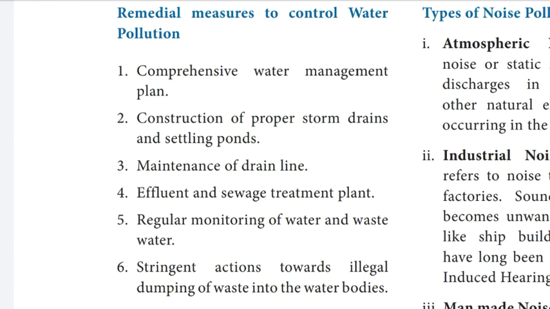First, comprehensive water management plan. Second, construction of proper storm drains and settling ponds. Third, maintenance of drain lines. Fourth, effluent and sewage treatment plant. Fifth, regular monitoring of water and wastewater. And sixth, stringent action towards illegal dumping of waste into the water bodies.